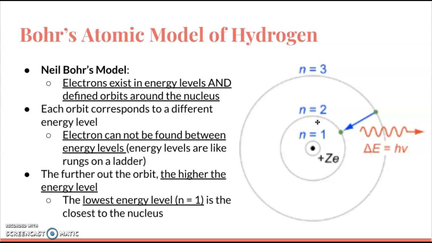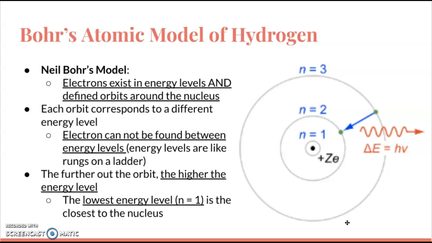Electrons cannot be found between energy levels. So I'm not going to find an electron here, or I'm not going to find an electron here. They're going to be in their energy level, right? They are not going to be found in between, okay? Think about it as rungs on a ladder. When you're climbing a ladder, you can't really have your foot in between a rung and be stable, right? You're going to fall, or your foot's going to drop to the next rung. Okay, that's the exact same thing with electrons.